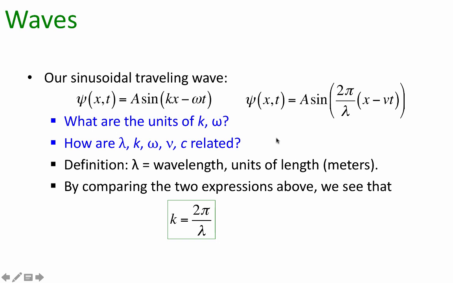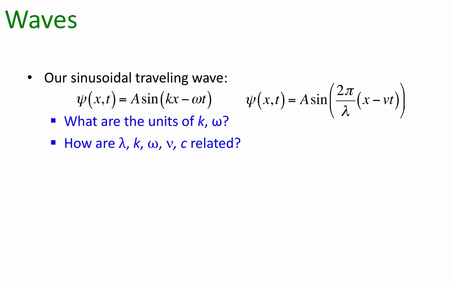This k is one of the most important variables you'll use throughout the semester. This variable k is called the wave number, or wave vector if it's in vector form. And you can see that it must have units of 1 over length, because lambda is units of length, and the units we'll use are 1 over meters, or inverse meters, for the units of k.